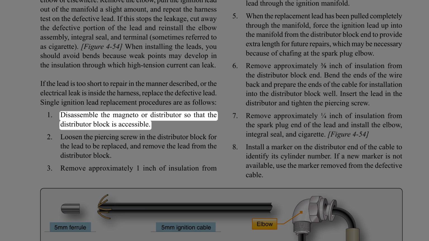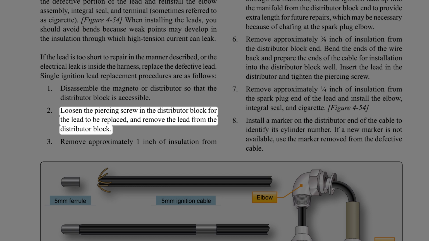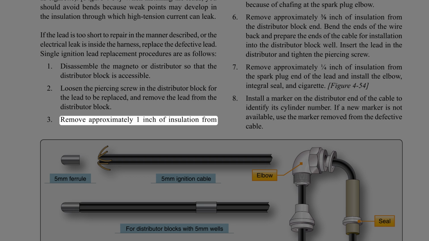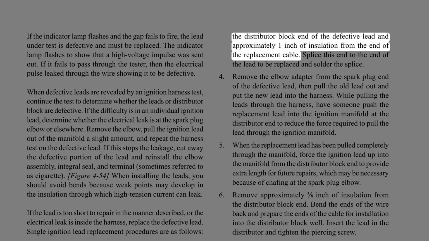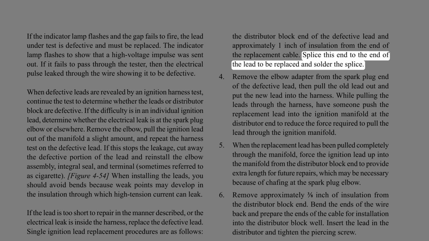Disassemble the magneto or distributor so that the distributor block is accessible. Loosen the piercing screw in the distributor block for the lead to be replaced, and remove the lead from the distributor block. Remove approximately 1 inch of insulation from the distributor block end of the defective lead and approximately 1 inch of insulation from the end of the replacement cable. Splice this end to the end of the lead to be replaced and solder the splice.